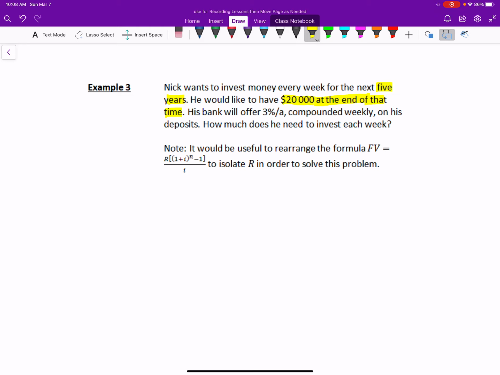He can find an investment of 3% a year compounded weekly. So weekly implies 52 times a year. How much does he need to invest each week? So in this case, we're asking how much he is going to need to put in every week in order to do this.